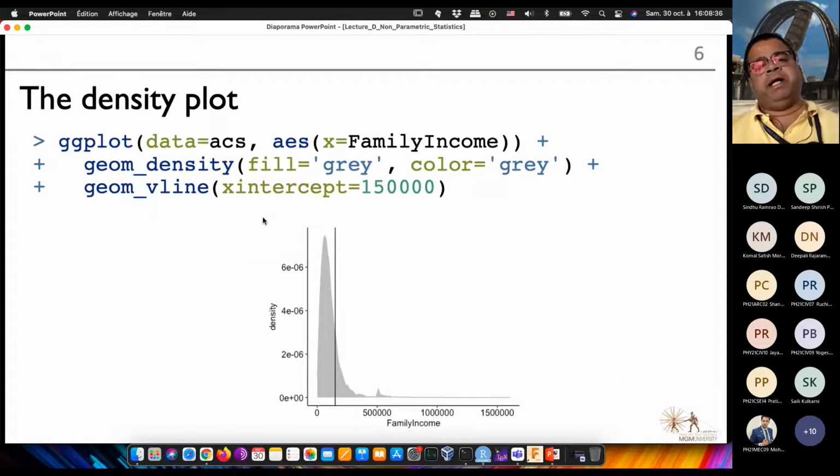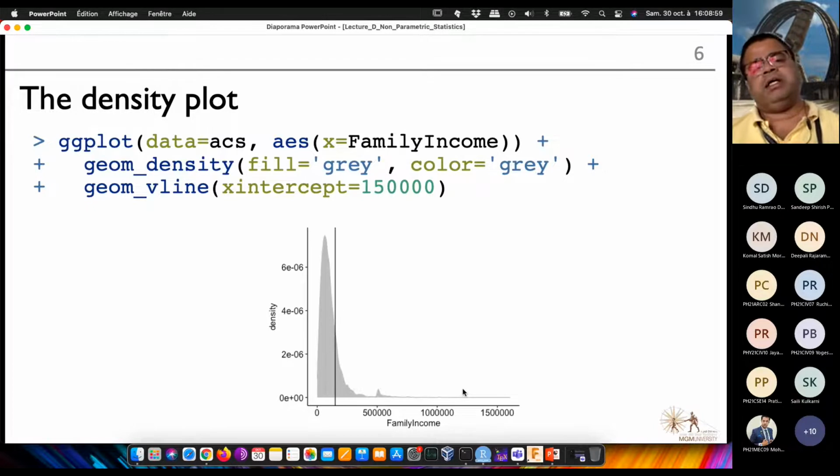My data is in the ACS, all right? And on the x-axis, there is to be family income. I have to put that in. Okay. And then I have to put geom_density or geom_vline. I have to do this. So now look here. What does this do? It will create a density plot. This is what it means. Geom_density will create a density plot.